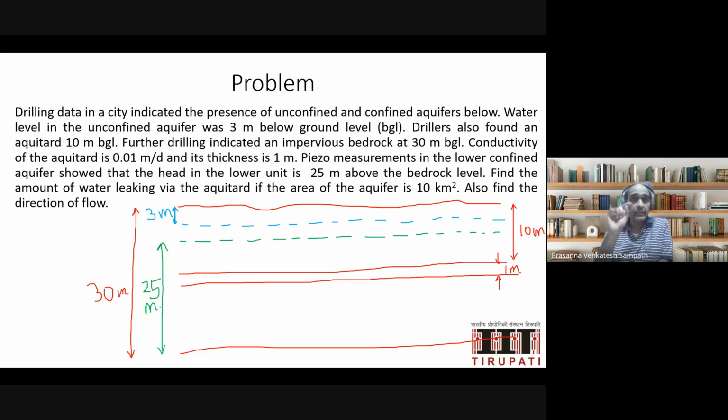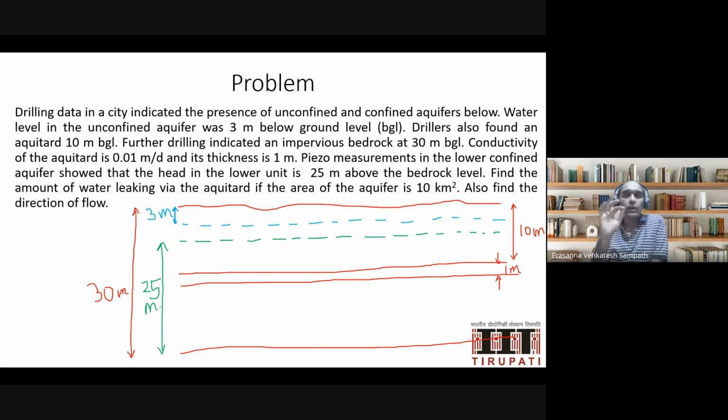Okay, so the blue line is the water table, the green line is the piezometric surface in the confined aquifer. The topmost line is the land surface. The next line is the top of the aquitard. The next one is the bottom of the aquitard, which is 1 meter below the top. And then the bottommost line that I show is the top of the bedrock, which is 30 meters below ground level. And so all of this information is given.